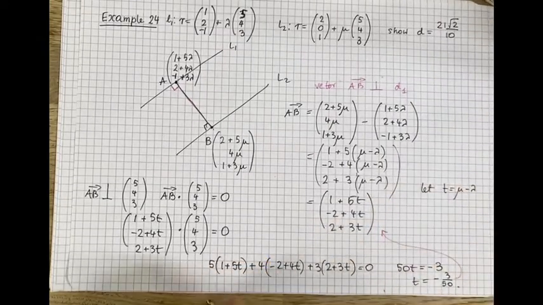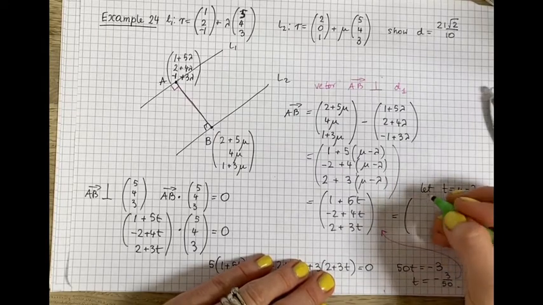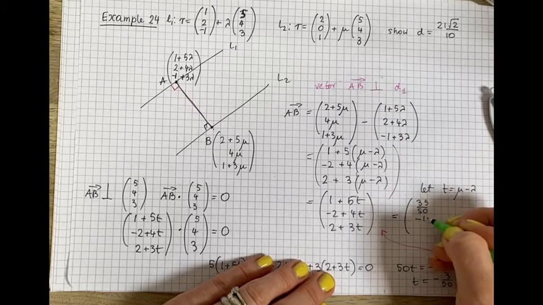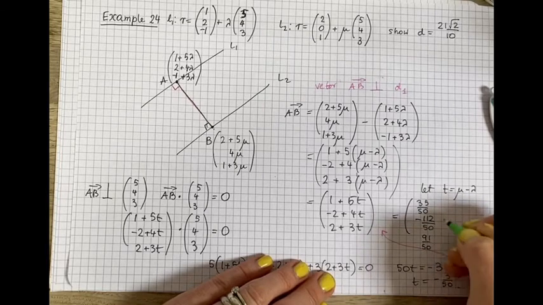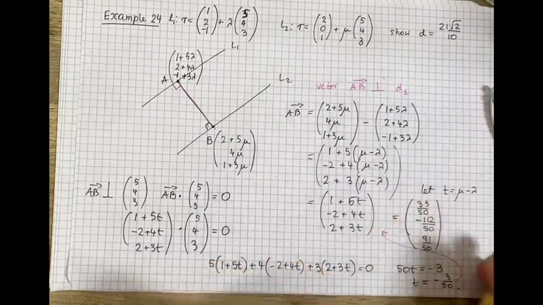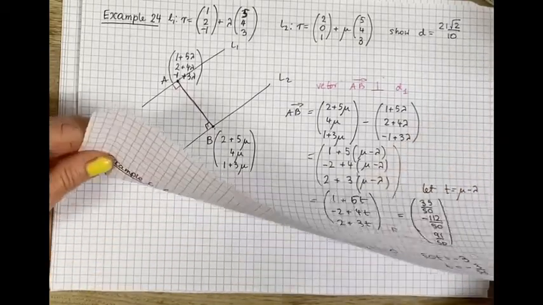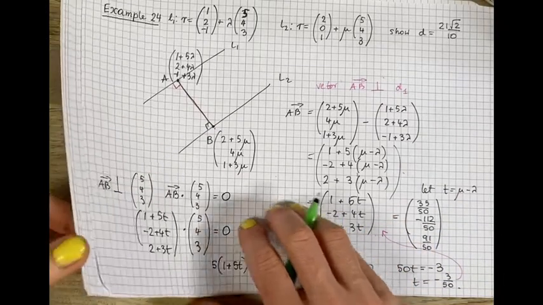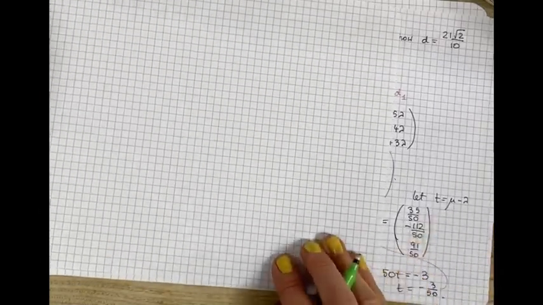There you go. You can sub it in using a calculator. The values you get will be 35 over 50, minus 112 over 50, 91 over 50. There you go, that's my AB. But you've been asked to show that the distance is 21 root 2 over 10. So all you need to do is use quick Pythagoras.